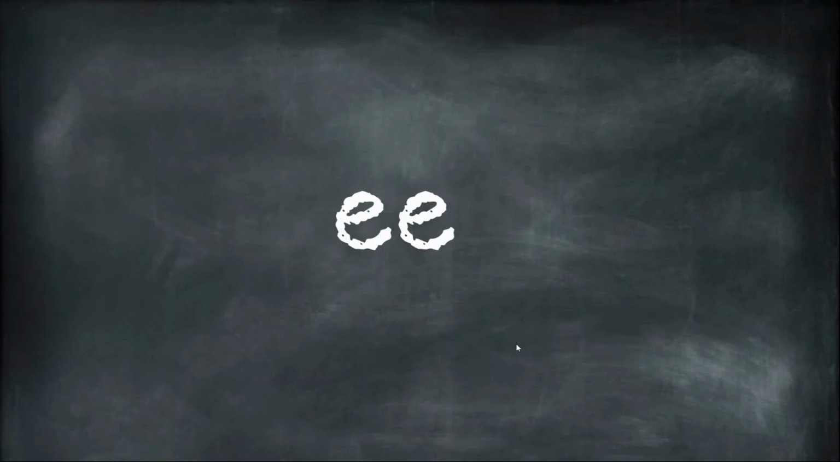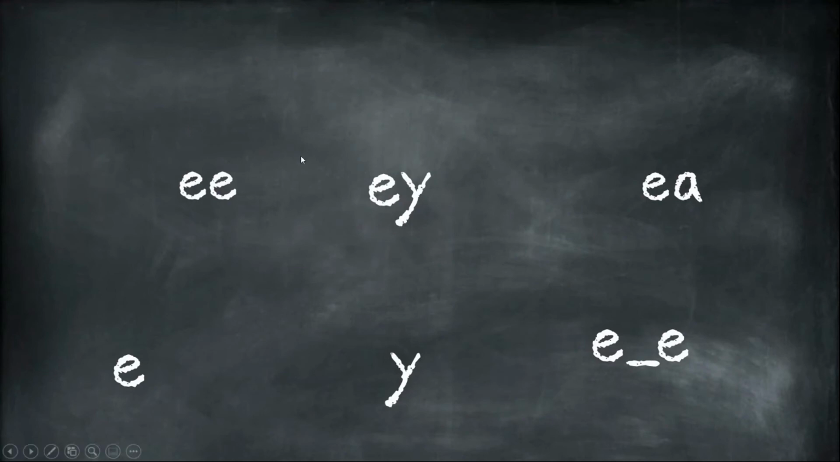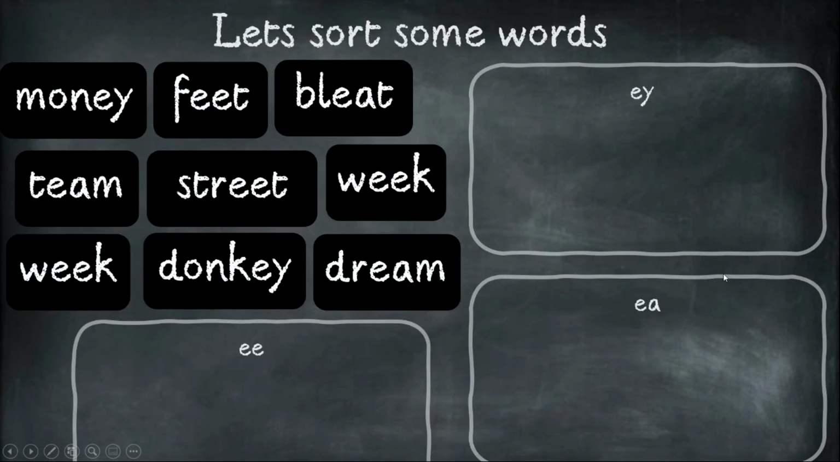Today we're looking at the E spelling and all the different ways that we can make it. These are the common ways that we can write E in a word. It can be represented with EE, EY, EA, E on its own, Y on its own, or the split digraph E. Today we're going to start by sorting the letter E as it's written in three ways, either EY, EA, or EE.